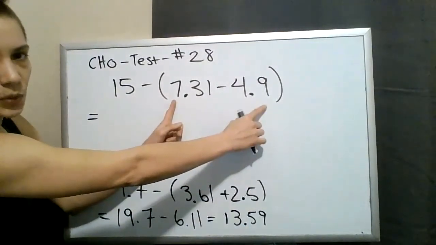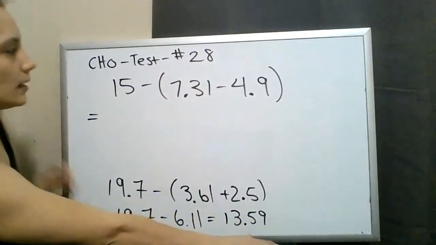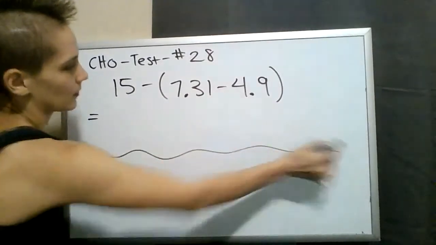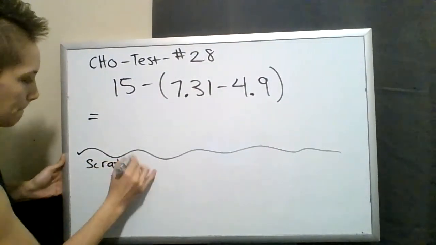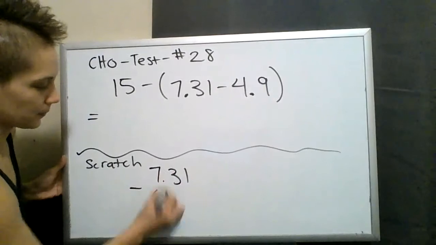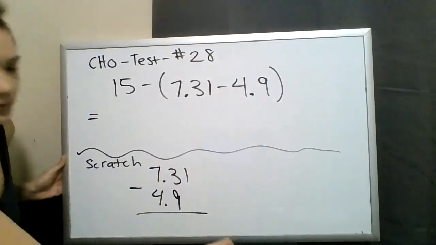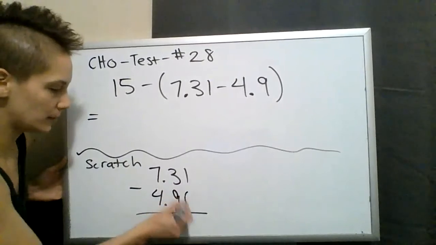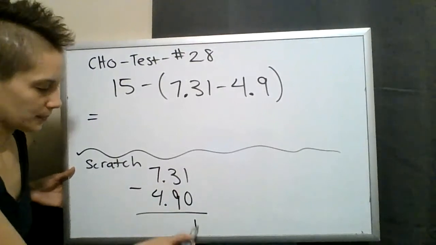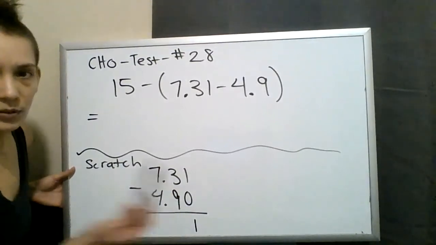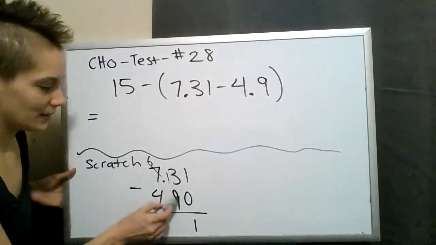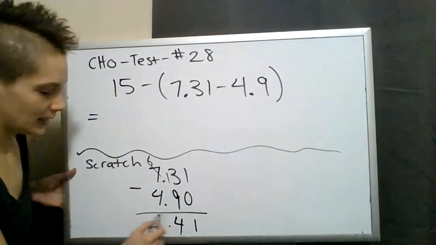Starting in the parentheses, we'll do the scratch work on the bottom. 7.31, subtract 4.9. Could put a 0 if I want to, but I just need 1 minus 0 is fine. It's 1. 3 minus 9. Oh, cool, thank you. Got an answer already. I'm still going to think through it though. I'm going to take 1 from here, put that there. That's what you got too.